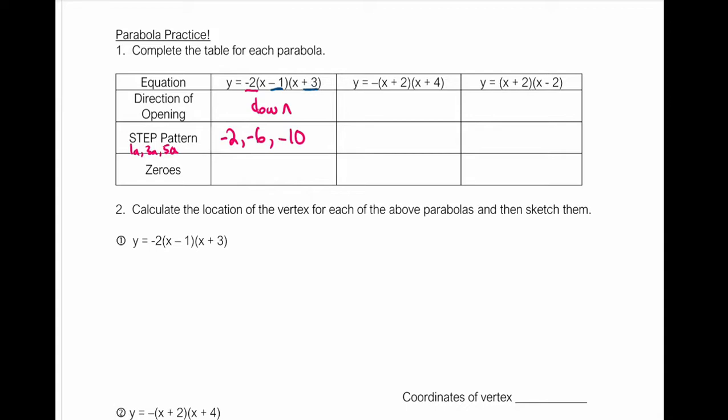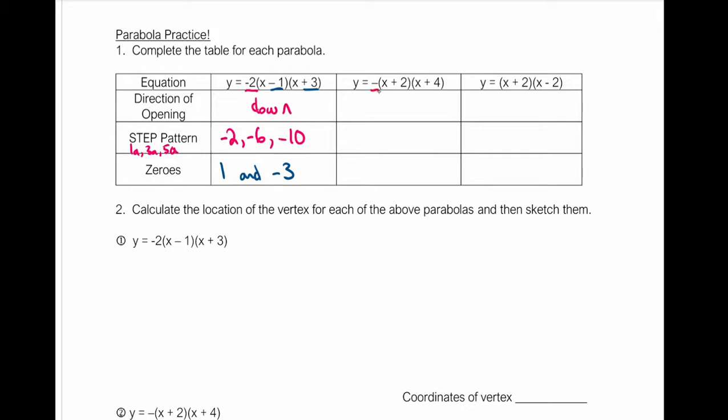Our zeros come from the opposite of what we see. So in this case, +1 and -3. So that's another way you can write your zeros. You can either write them as points or as just the two values. Moving on to the next one.